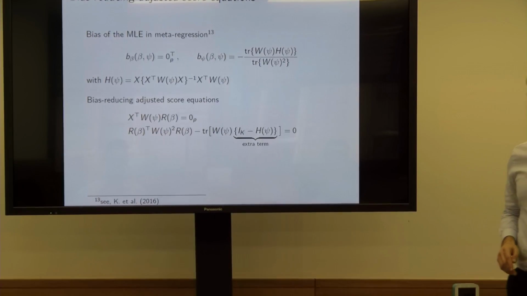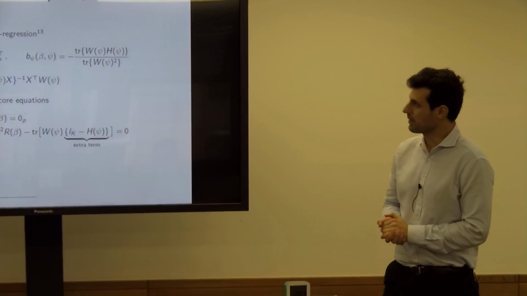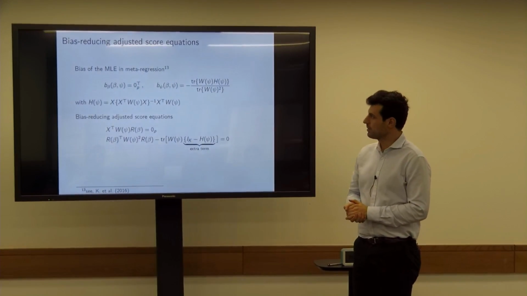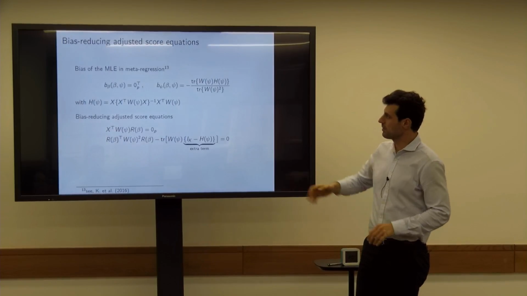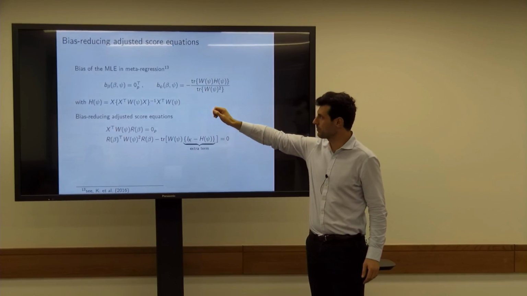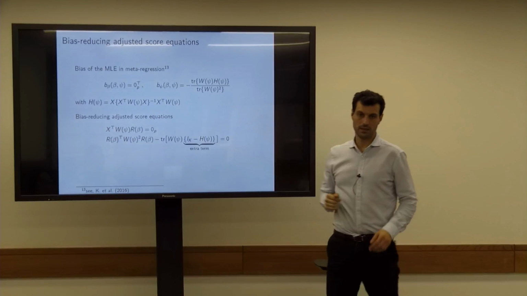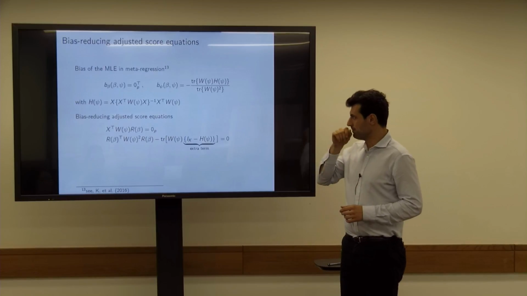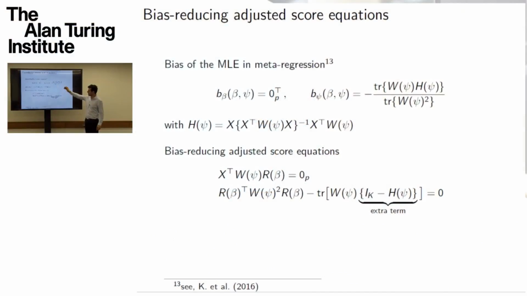We presented the general bias reduction framework very quickly. And here we apply it to meta-analysis and meta-regression. What we have is the first term in the bias expansion of the maximum likelihood estimator, having zero bias for the main effects parameters, and having bias that is always negative for the heterogeneity parameter, which explains the downwards bias we saw in the illustration earlier. H is just the hat matrix here.